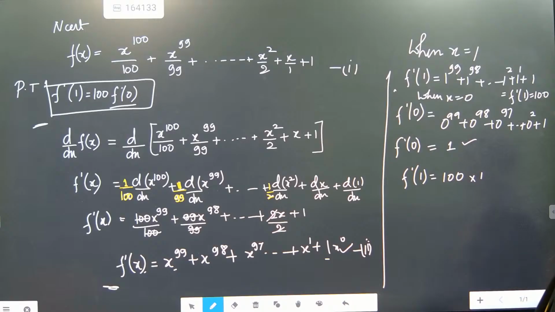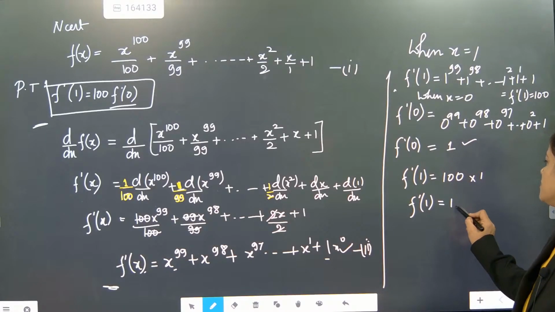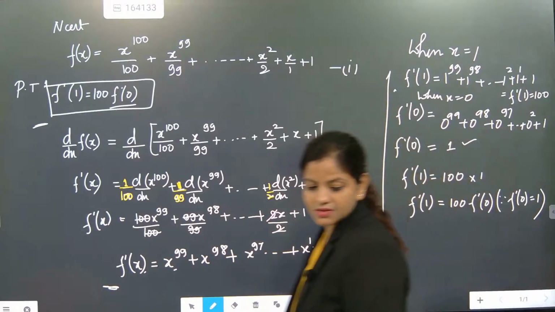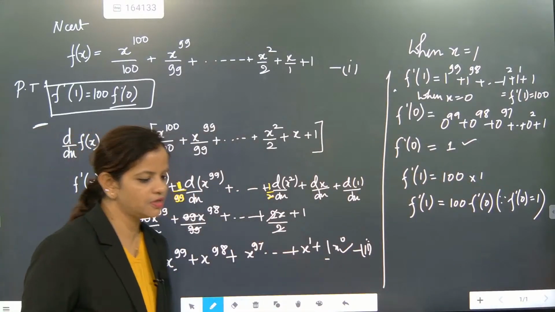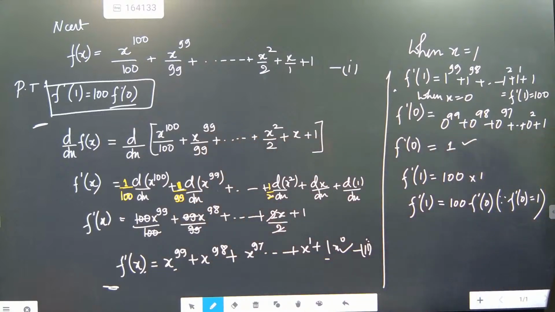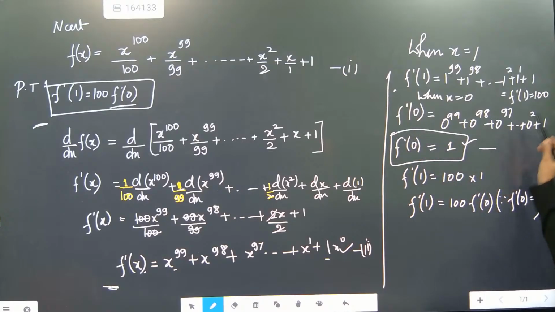So 100 can be written with 1, and then this is equal to 100 f dash 0, since f dash 0 is equal to 1, and that's it. This is exactly putting the final nail in the coffin of this question, because after this nothing is needed. Understood? You just substituted, solved, and got this value. You can take this value as equation 3 and equation 4.